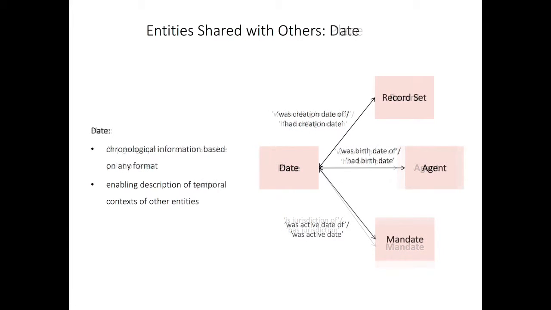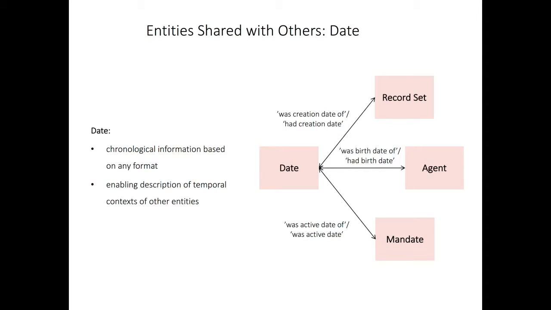We also have date, of course, to enable description of the temporal context relating to other entities. Significantly, when a record or record sets were created, of course, or modified or changed or something happened to them. All of the dates, again, of important events in the life of agents, whether when they were born, or indeed when a corporate body is active or began or ended, and so on. Or indeed periods when, again, functions, activities, occupations, positions and mandates are in existence.